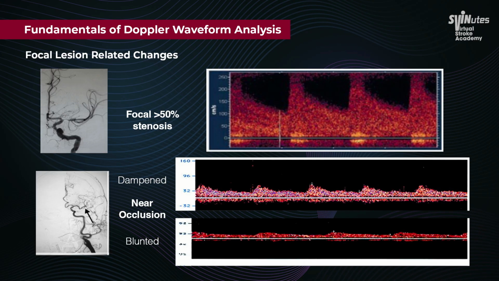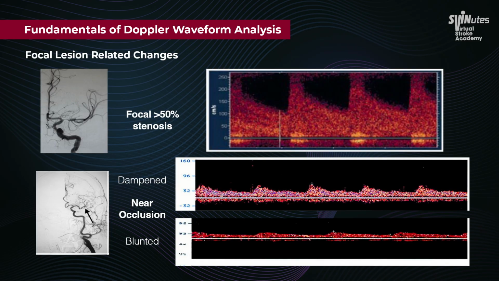Let's review some of the common examples. In a patient with greater than 50% stenosis of the middle cerebral artery, on the spectral waveform, you're looking at increased velocities, spectral broadening, as well as turbulence that you see with that yellowish color close to the baseline.